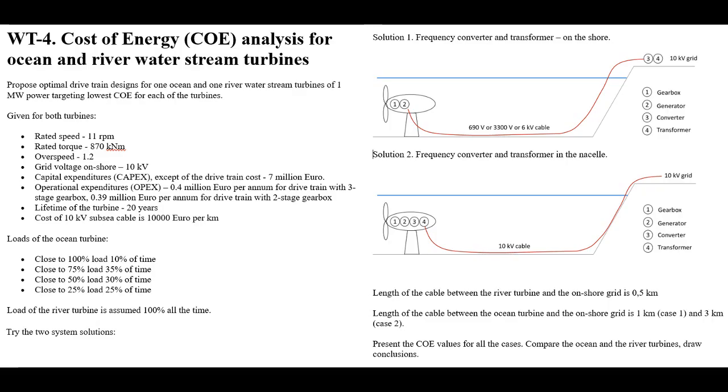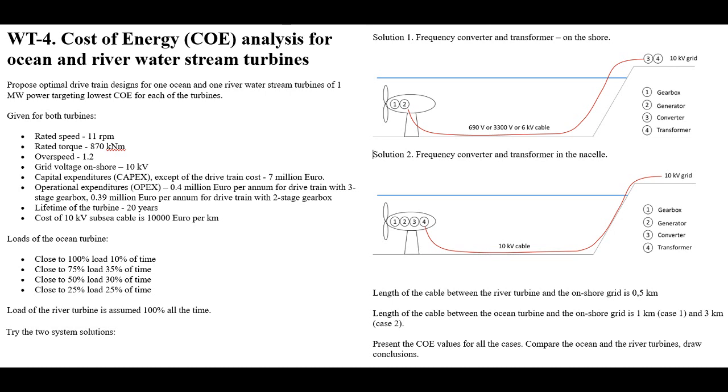Renewable energy converters are often benchmarked on cost of energy, and in exercise WT-4 we will compare two turbines: the one installed in the ocean, a tidal turbine, and the other one in the river, a river turbine. Actually, the two turbines are totally identical, so what is different is the place of installation. As you know, in the ocean the tide reverses 4 times a day, while in the river the flow will be constant.